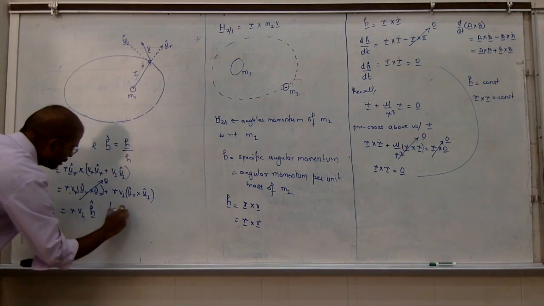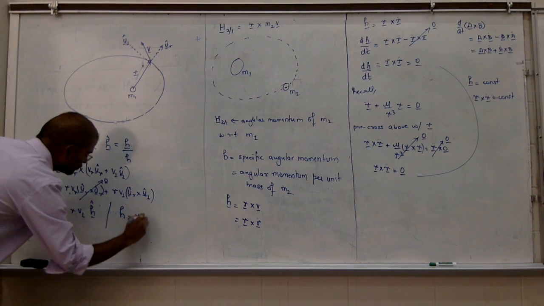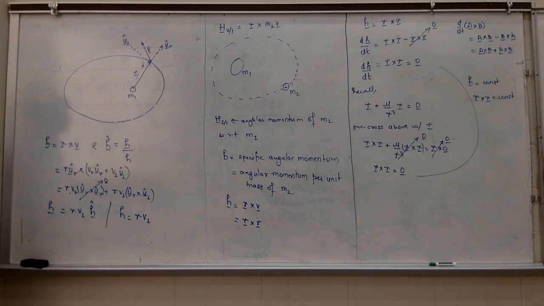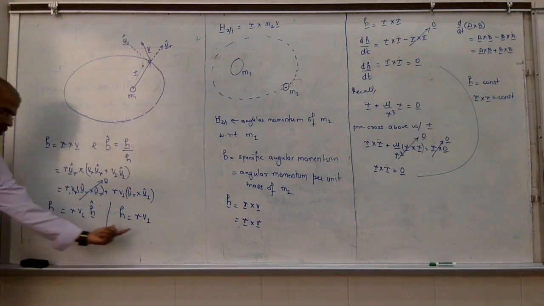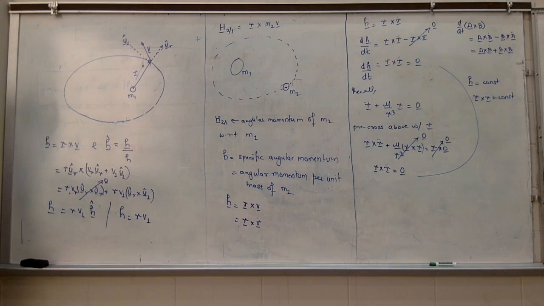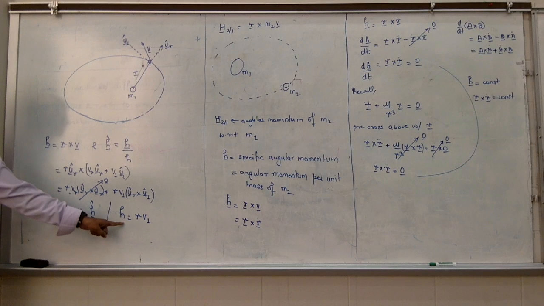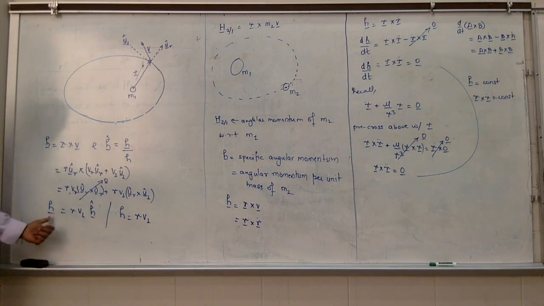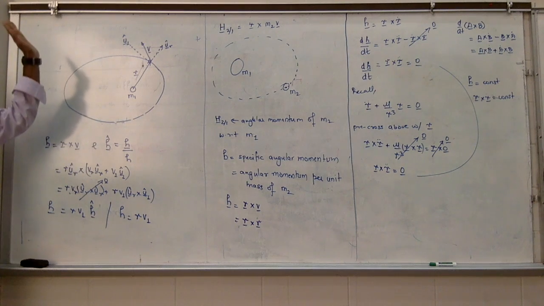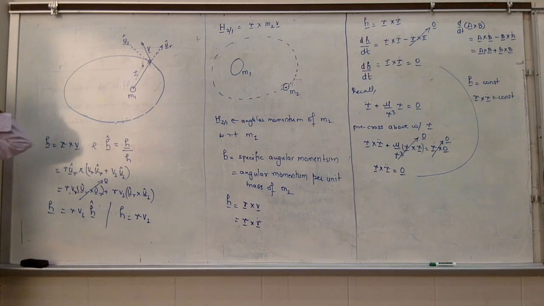Or you can say alternatively H is R V. What is the difference between this one and this one? That's a vector, and that's a scalar. This is the magnitude of the vector H. What it means is only the tangential component of the velocity contributes to the angular momentum.